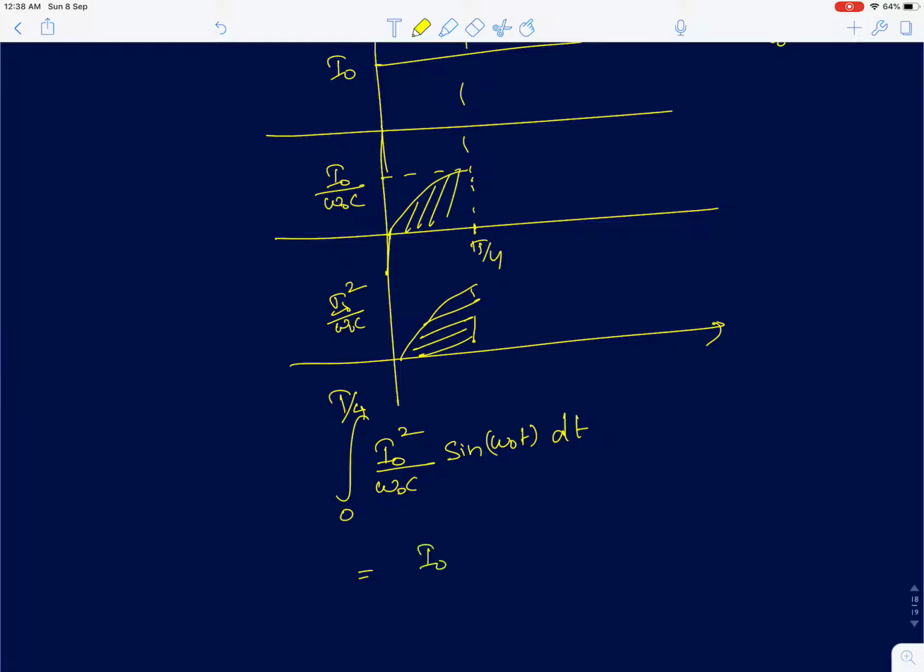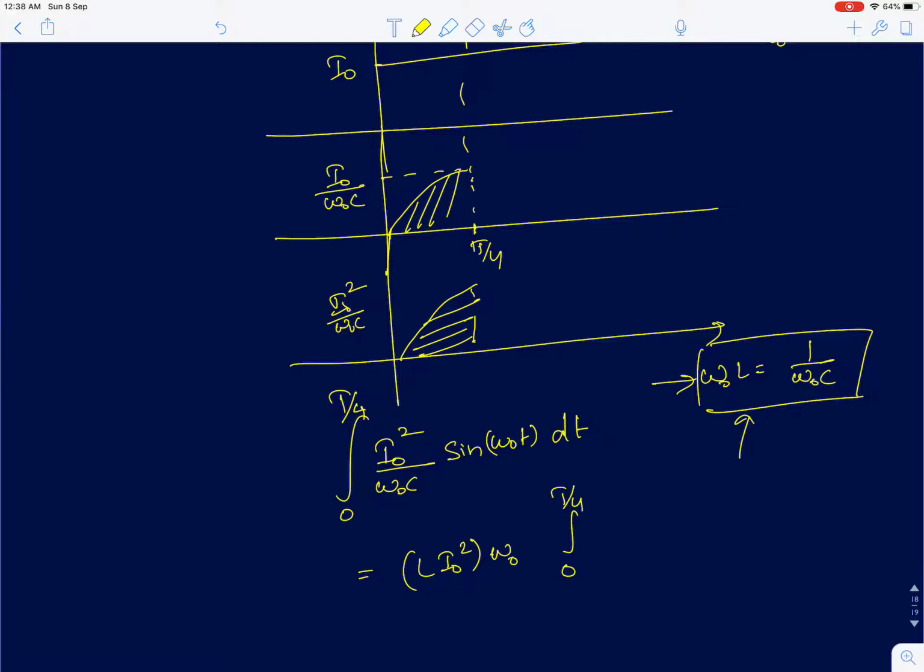So this will be I naught square by omega naught C, and I can write 1 by omega naught C as omega naught L. From this result, it's a resonant frequency, so we can write the impedance of both the capacitor and inductor are the same. So I can simply replace this as L I naught square into omega naught integral 0 to T by 4 sine omega naught t.